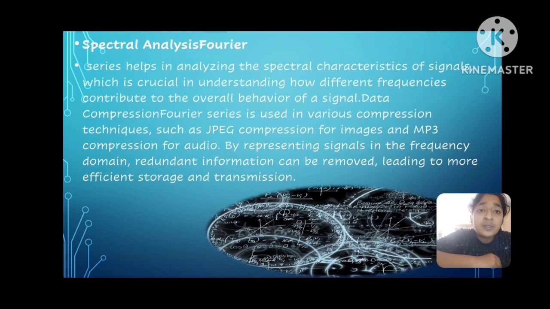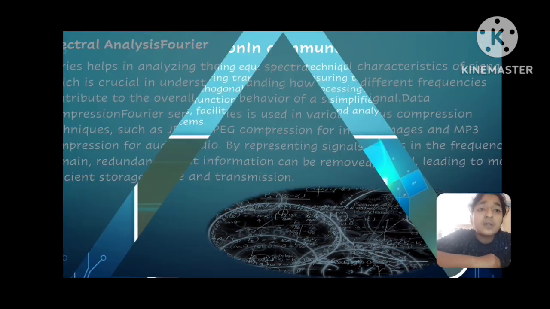Data compression. The Fourier series is used in various compression techniques such as JPEG compression of images. Nowadays, we need all the JPG forms. MP3 compression of audio or voice, and video compression, all depend on the Fourier series in the field of ECE. By representing the signals in the frequency domain, redundant information can be removed, leading to more efficient storage and transmission, which comes under the spectral analysis of the Fourier series.